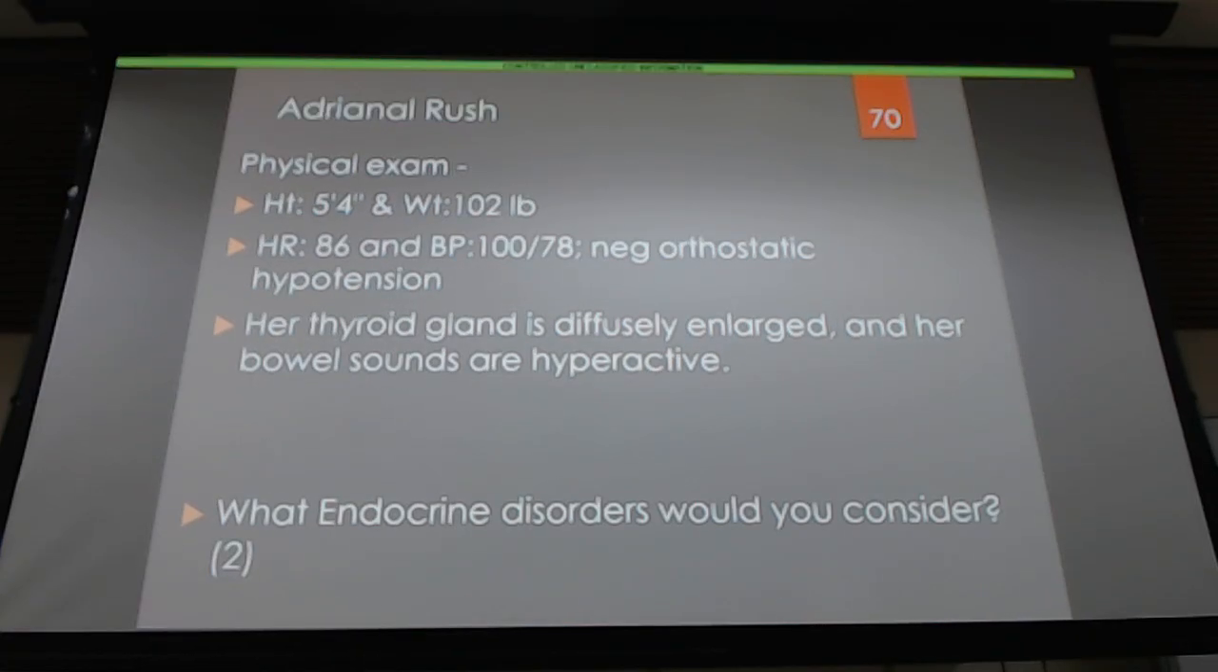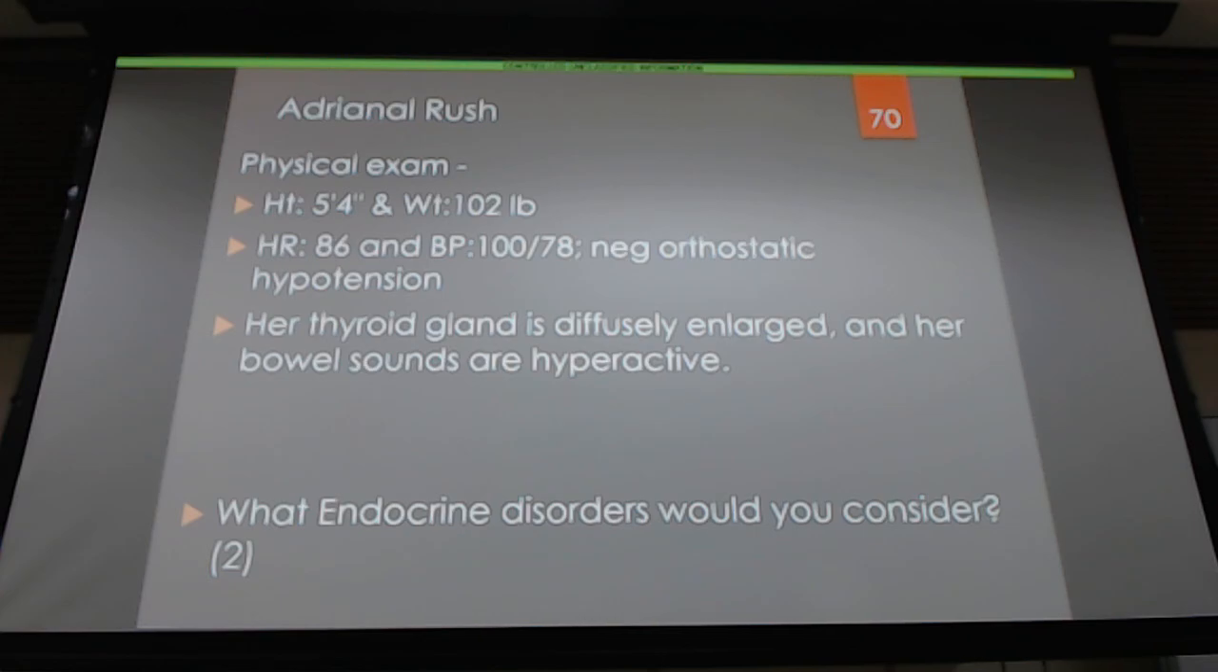So we do a physical exam, and she is 5'4", weighs 102 pounds. I will add a BMI in the future. Heart rate, vitals. Do we like those vitals? What do we think? Are you worried about her vitals there? Yeah, a little hypotensive maybe. We do orthostatics and they're okay. Right? We do orthostatics when someone's dehydrated and they're dizzy.